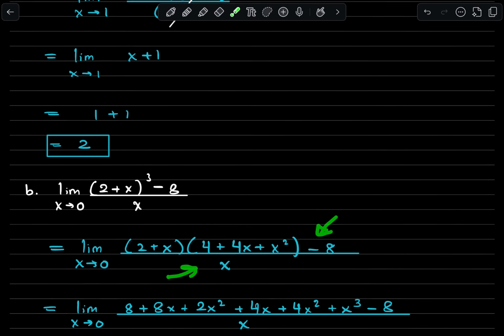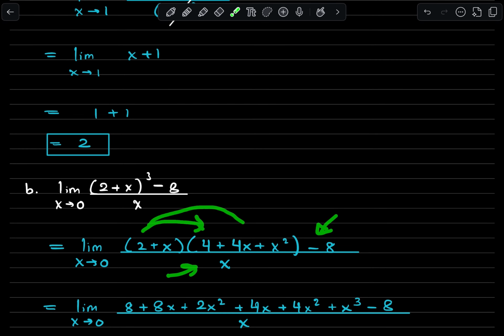We go ahead and distribute, so multiply all these terms out, and I'll be left with 8 plus 8x plus 2x squared plus 4x plus 4x squared plus x cubed minus 8.